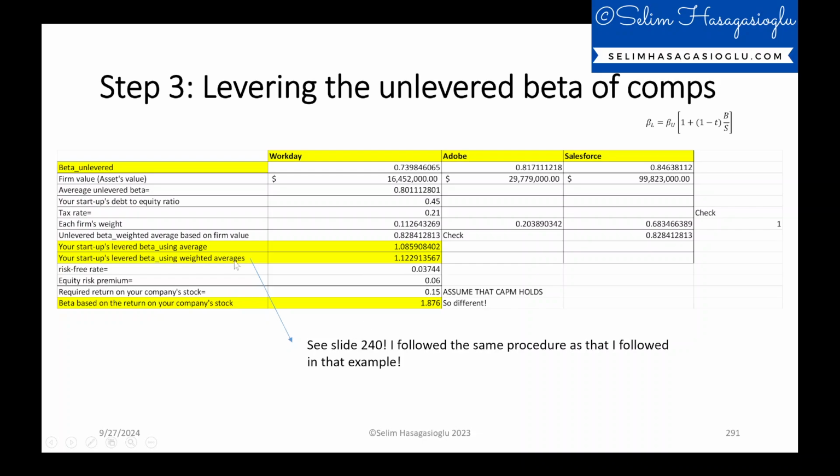So here for this calculation, you can see slide 240 because I followed the same procedure as that I followed in that example. So we have three different levered beta values for your company. One by using the average unlevered beta, one by using the weighted average, and one that was calculated by using the CAPM.